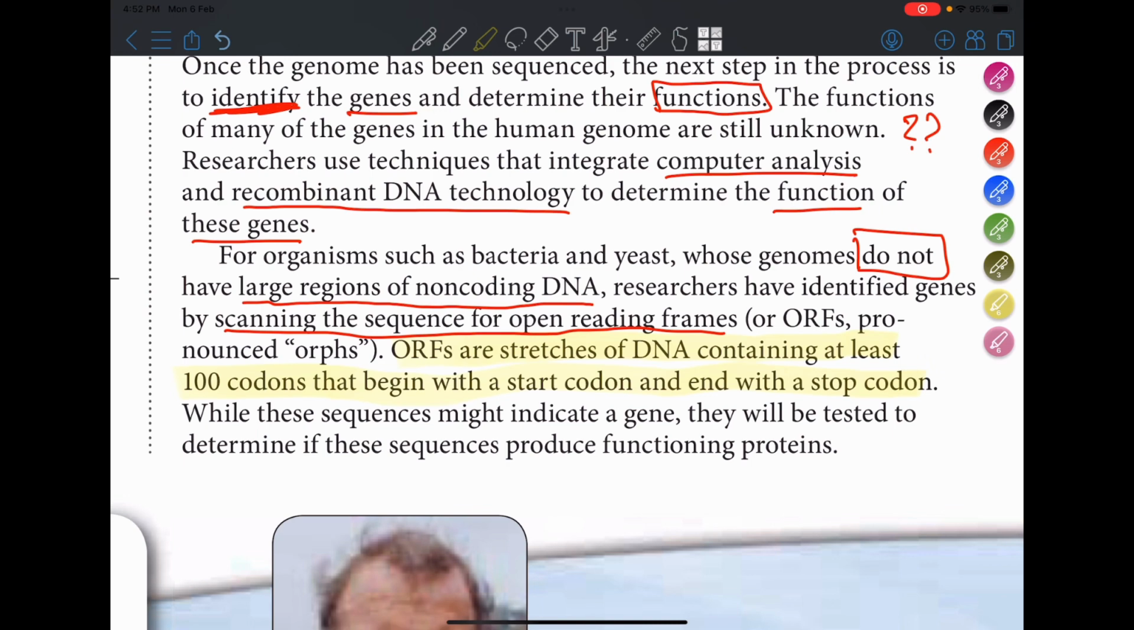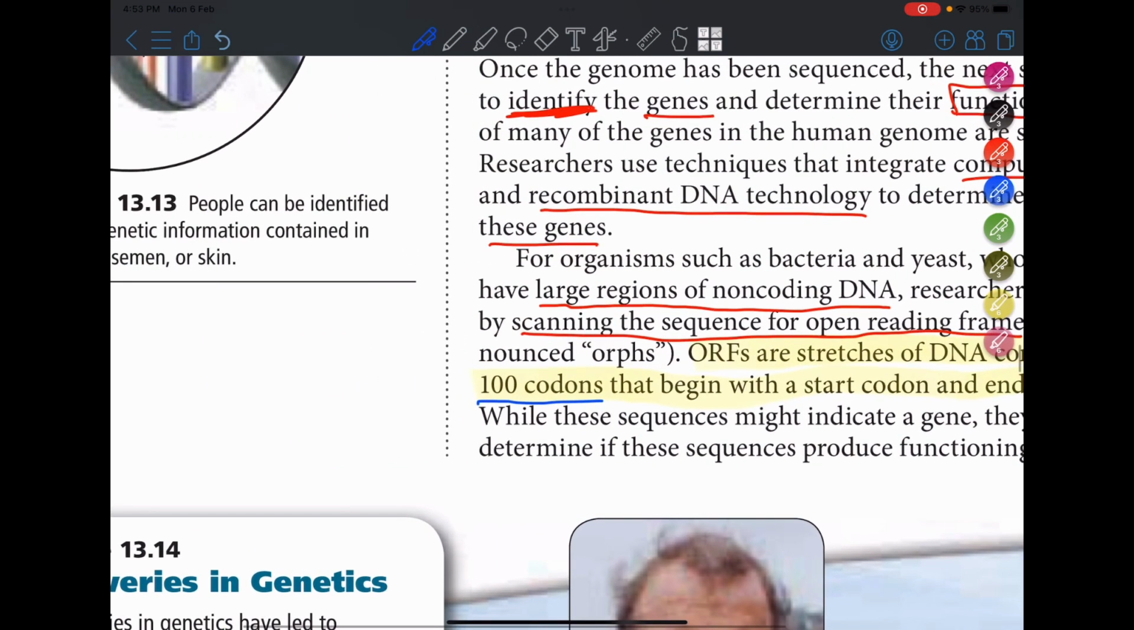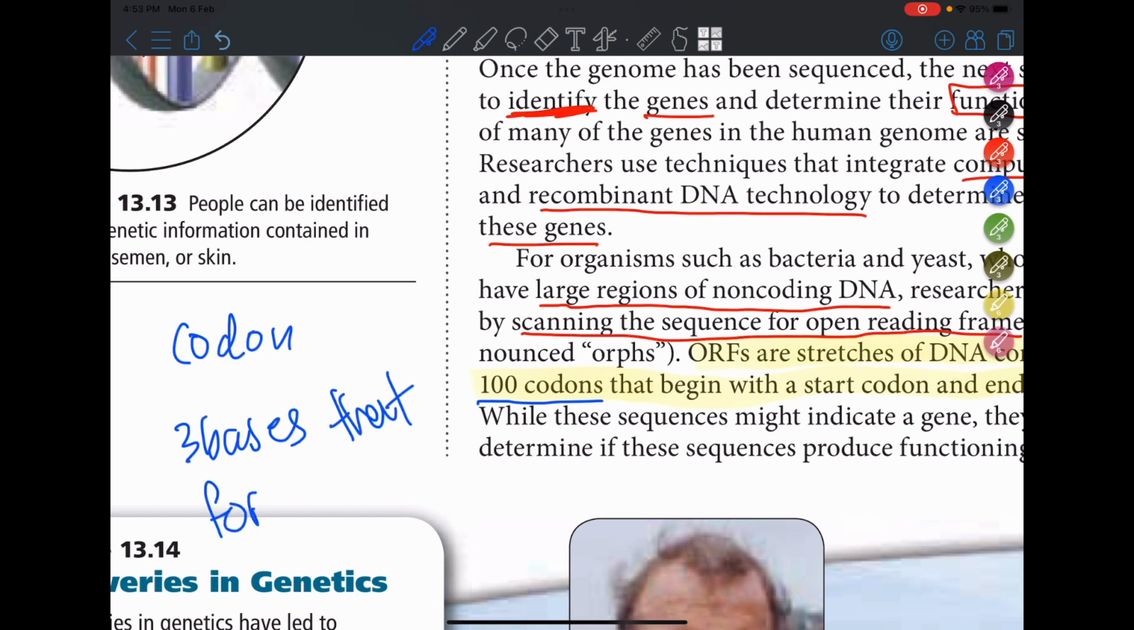with a stop codon. There isn't anything else that you should know about identifying genes with open reading frames at this level. The only thing that you should be aware of is that they are stretches of DNA. They should contain at least 100 codons, and if we remember, a codon is three bases that code for an amino acid, right?